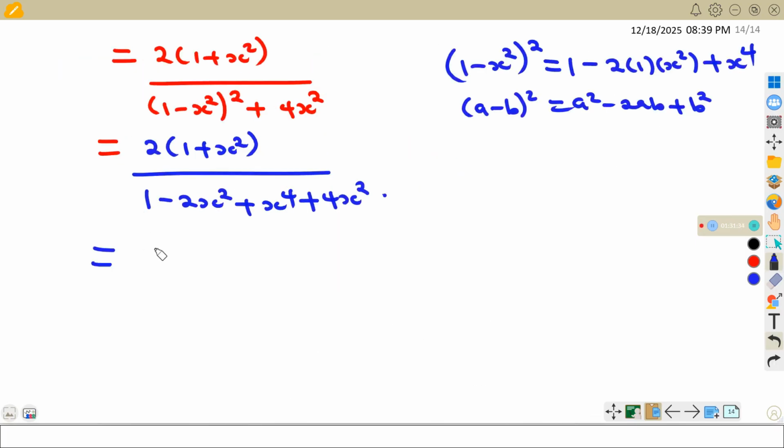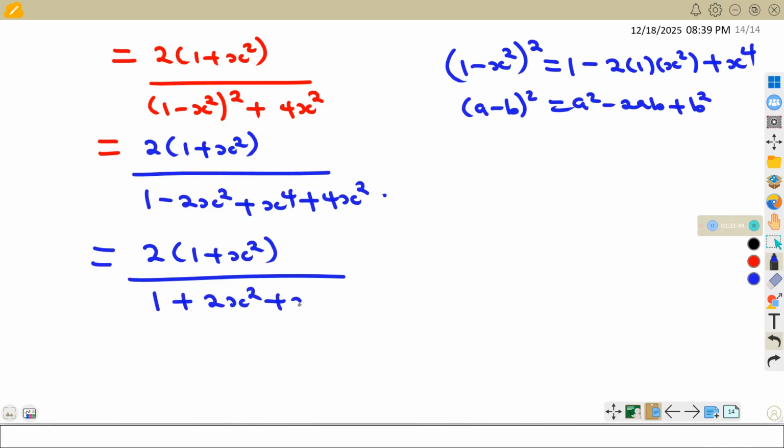Okay, so this will be the same as 2 into 1 plus x squared. I want us to simplify this. This is 1 plus 2x squared plus x to the power of 4. So when you look at this, what do you say about the expansion for this? Where is this one coming from? This is the expansion of some given expression.